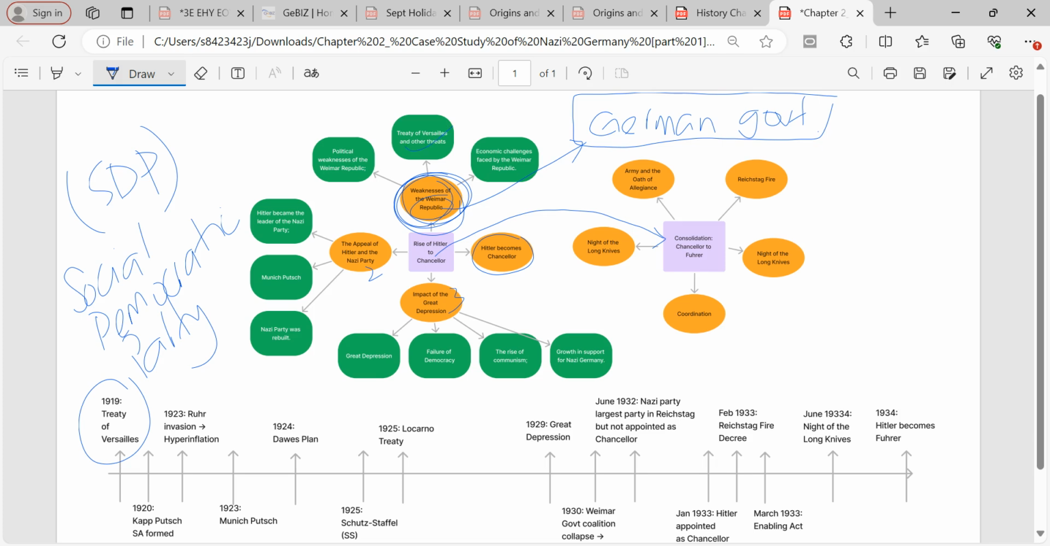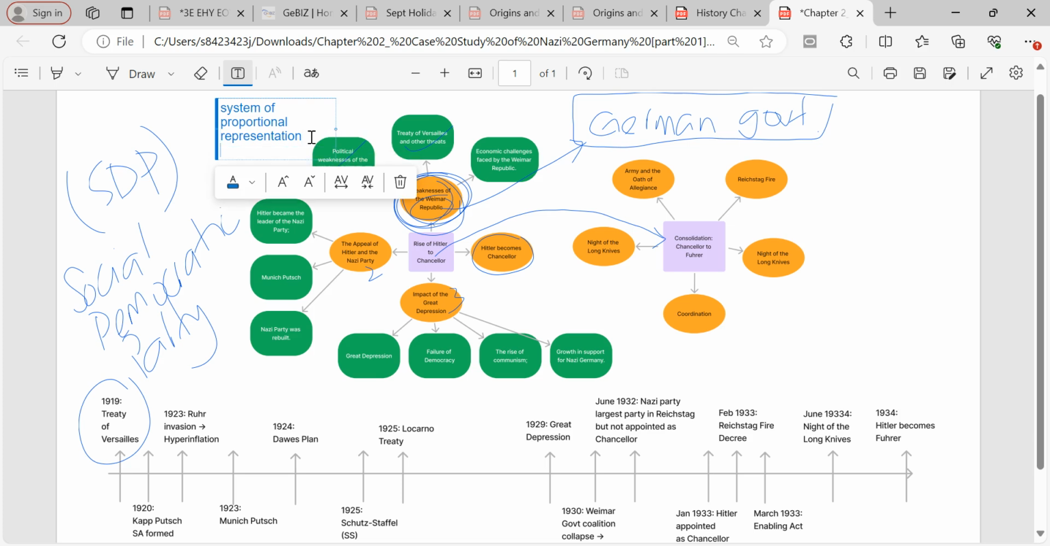So that's done, and then political weaknesses. One key aspect of the political weaknesses is here. One big aspect is the system of proportional representation. Basically, it led to the formation of a lot of coalition governments. If you need to know more in depth, you have to look at the slides.